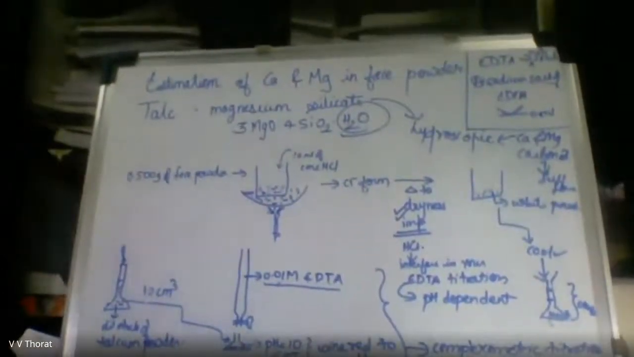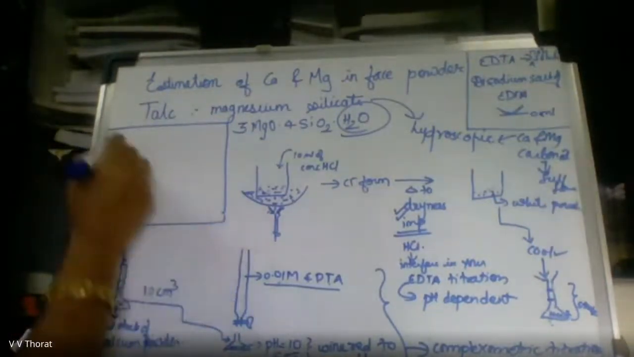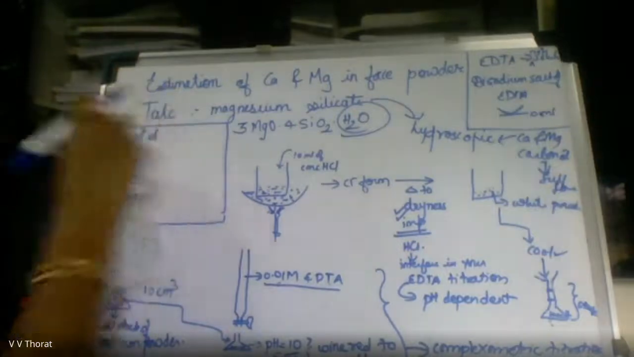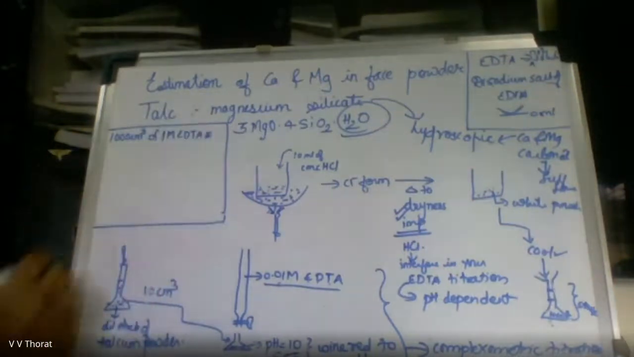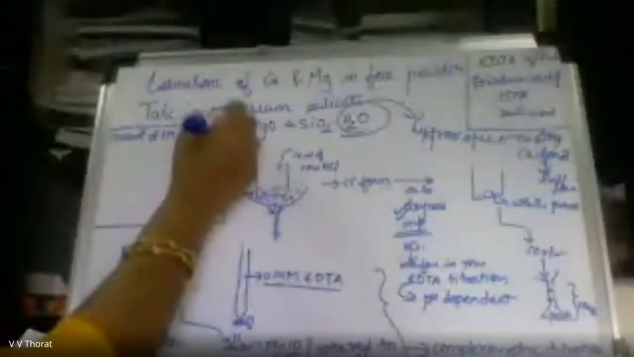And one line of calculation I need to show you before I complete this. One minute, I forgot to tell you. The calculation part, you should be able to do on your own. What you will write is: 1000 cm cube of one molar EDTA corresponds to, whatever you see in the periodic table, add, and then you write so many grams of calcium, so many grams of magnesium.